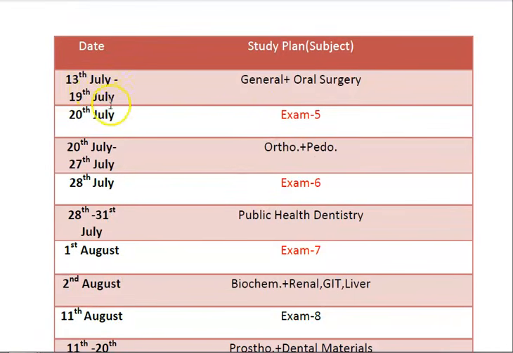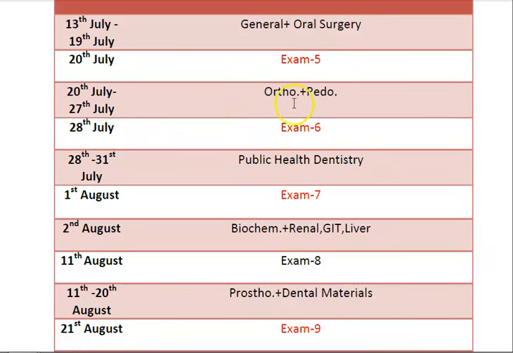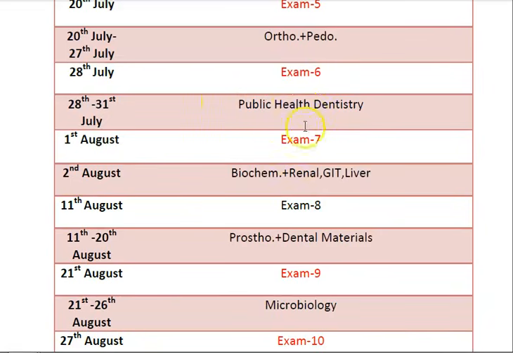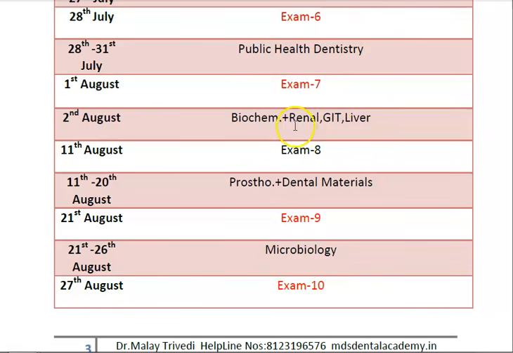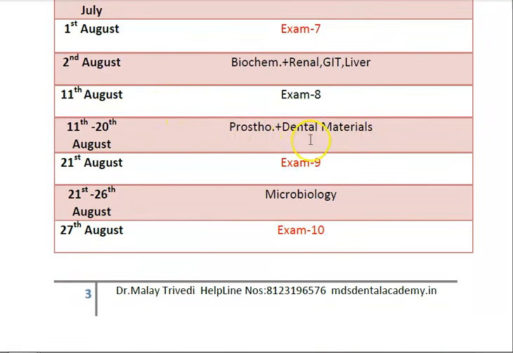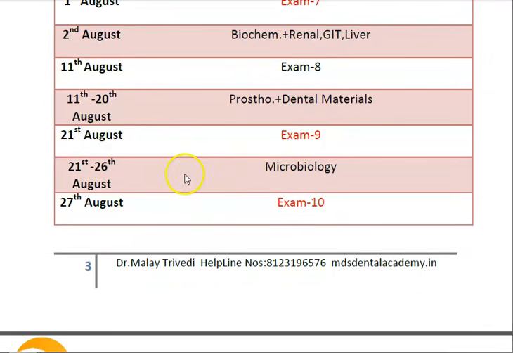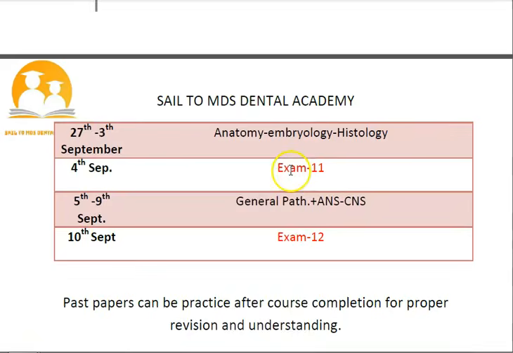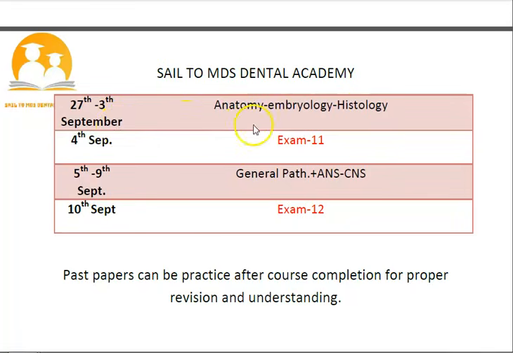Okay, then you can see here general oral surgery, then orthodontics, then public health dentistry. Then 2nd August we have biochem, renal, GIT and liver. On 11th to 20 August we have prostho, DM. Then 21-26 August we have microbiology. Then 27 to 3rd September we have anatomy, embryology and histology. Then we have general pathology, ANS, CNS.